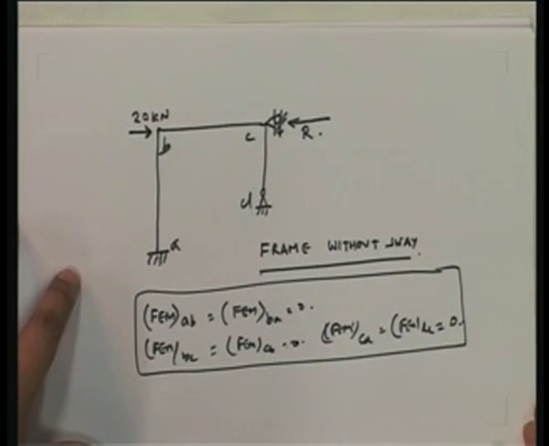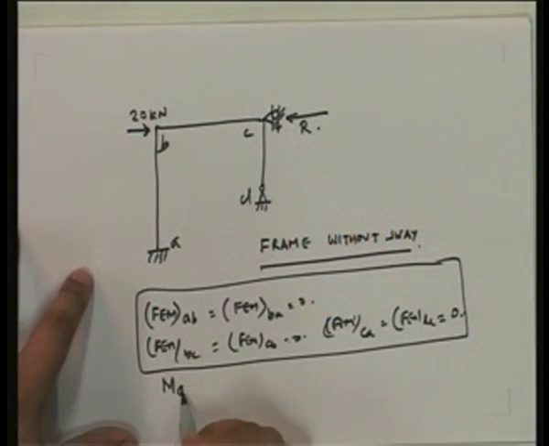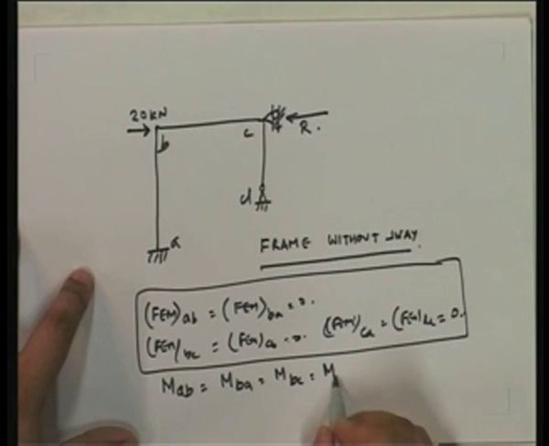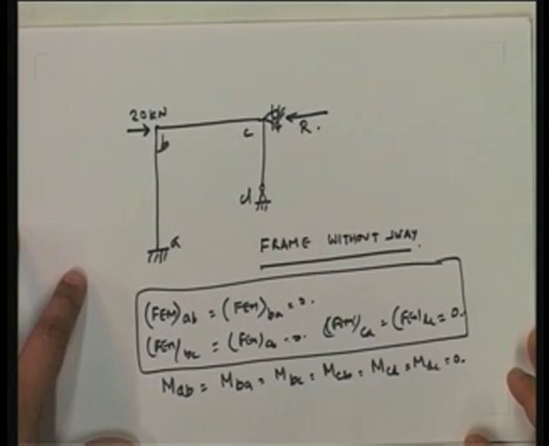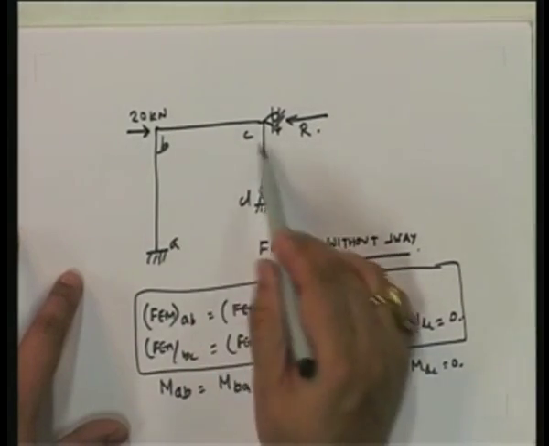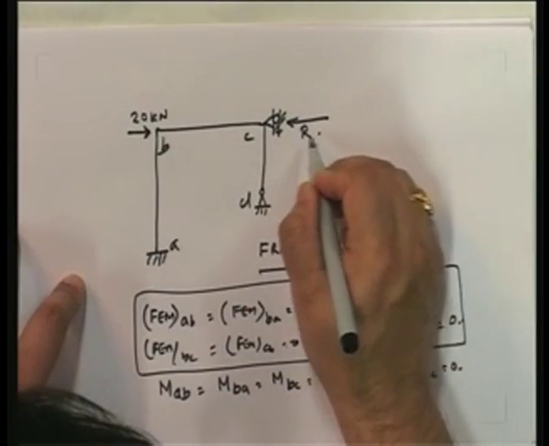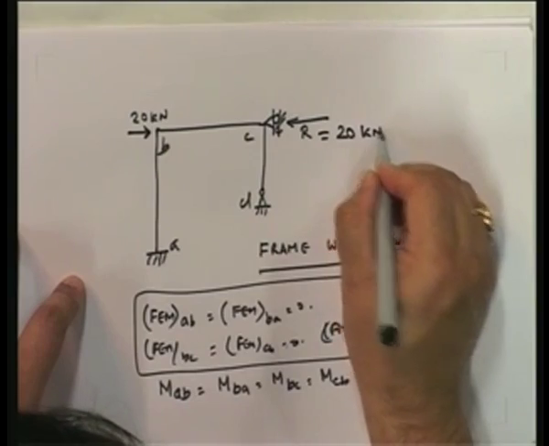Since fixed end moments are equal to 0, what would the moment distribution give me? Note that if fixed end moments are 0, all joints have moment equilibrium. So the moment distribution for the frame without sway in this case is such that we know what the moments are going to be. MAB is equal to MBA is equal to MBC is equal to MCB is equal to MCD is equal to MDC is equal to 0. There are no member end moments, and therefore if I take equilibrium, since moments are equal to 0, you will see directly that this R is equal to 20 kilonewton meter.